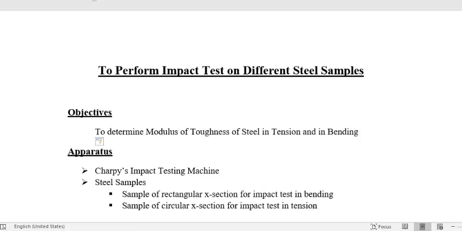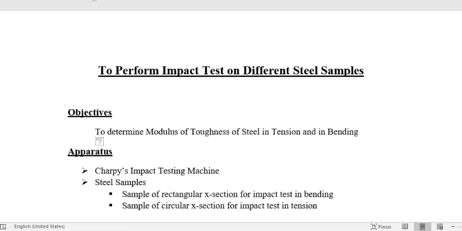Bismillahirrahmanirrahim. Dear students, this week we will perform an impact test on different steel samples. The basic objective of this experiment is to determine the modulus of toughness of steel under two conditions: one is tension and the other is bending. When we discuss the procedure and actually perform the experiment, we will see how these two conditions can be developed while performing the impact test.